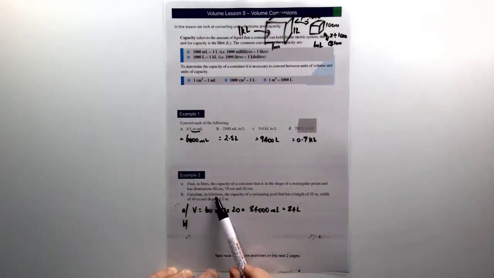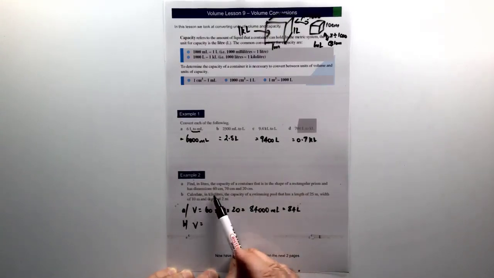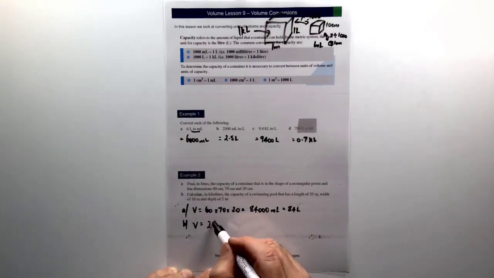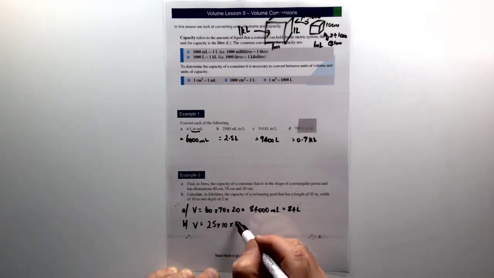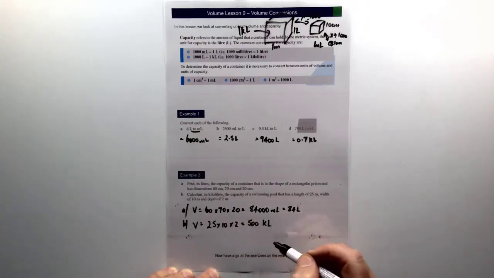Okay, calculate in kilolitres the capacity of a swimming pool that has a length of 25 metres, width of 10 and a depth of 2. Now the great thing is kilolitres and cubic metres are the same thing. So when we multiply these dimensions together, we're going to get an answer of 500. Not only is that cubic metres, but it's also kilolitres. So we've actually got our answer in one hit.